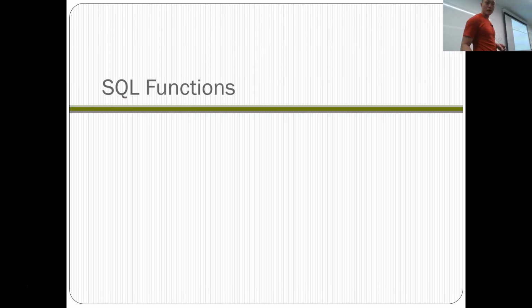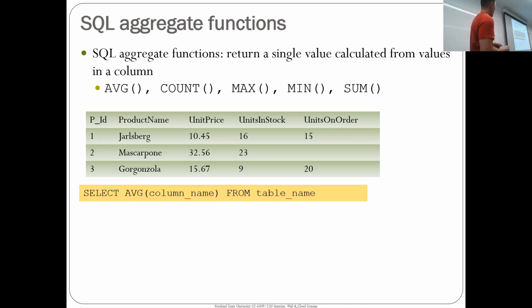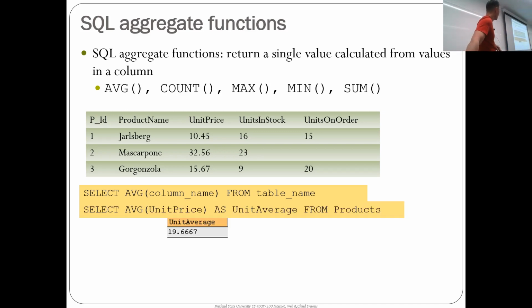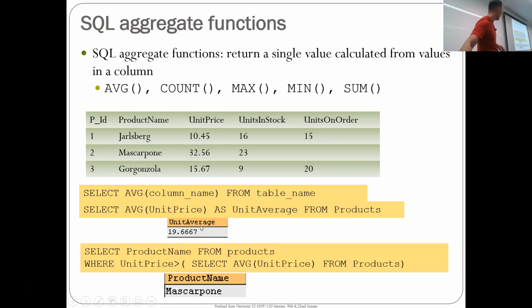Okay, the next thing I want to talk about are SQL functions. So SQL has these aggregation functions that operate on the table that you apply them to. So here's an example of, I want the average of all the values in a particular column from a particular table. In this case, if I do average unit price from the products, then what this will do is it'll take the unit price, average them up, and give me the result back. I can use this within another query to say, give me all of the products whose unit price is greater than that average, and then it will return mascarpone.